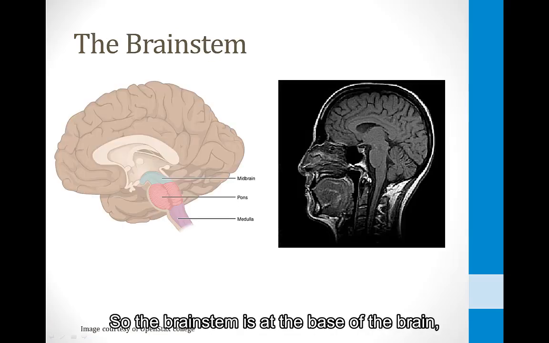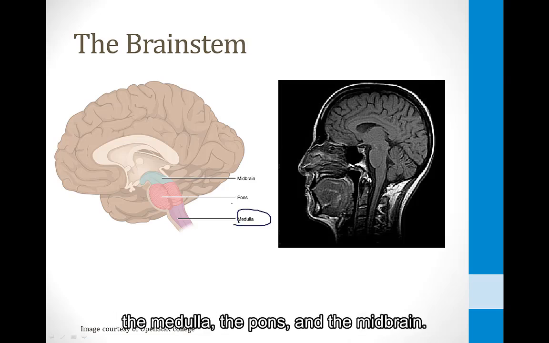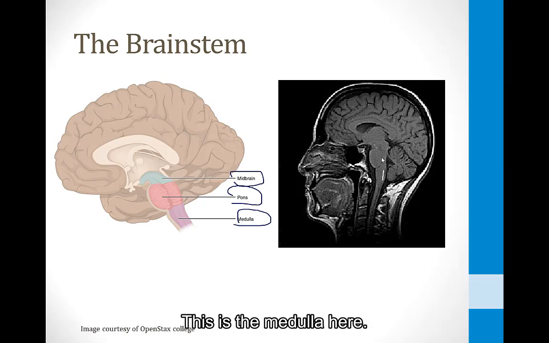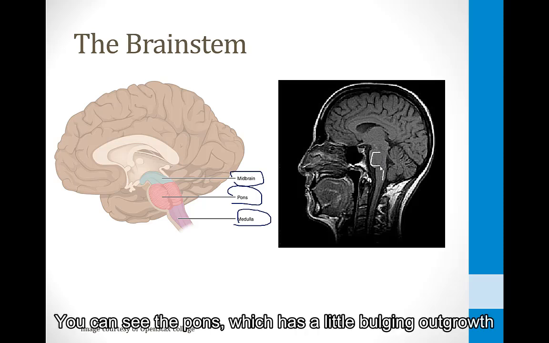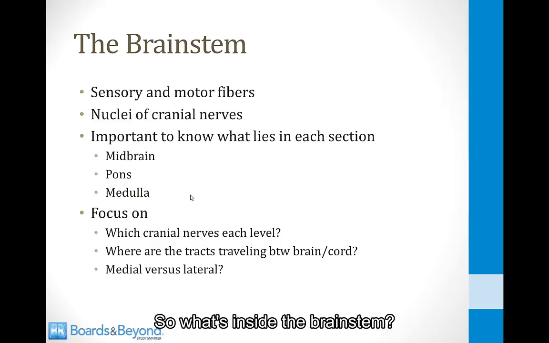So the brainstem is at the base of the brain just above the spinal cord, and there are three components to the brainstem: the medulla, the pons, and the midbrain. And you can see it over here in this MRI image of the head. This is the medulla here. You can see the pons, which has a little bulging outgrowth, and then the midbrain is just above it right up here. So what's inside the brainstem?